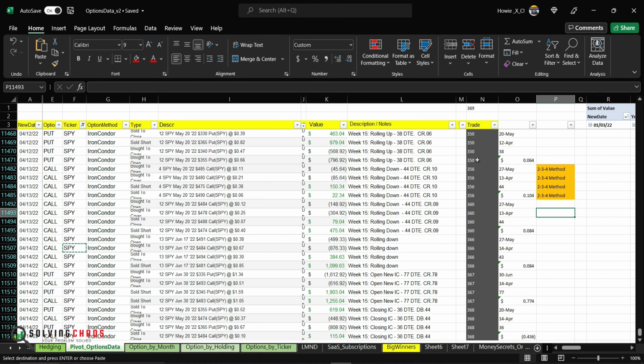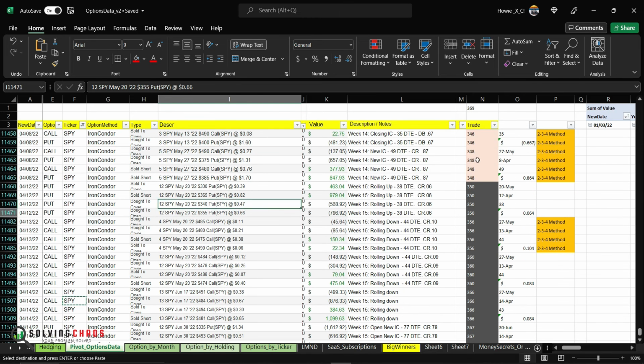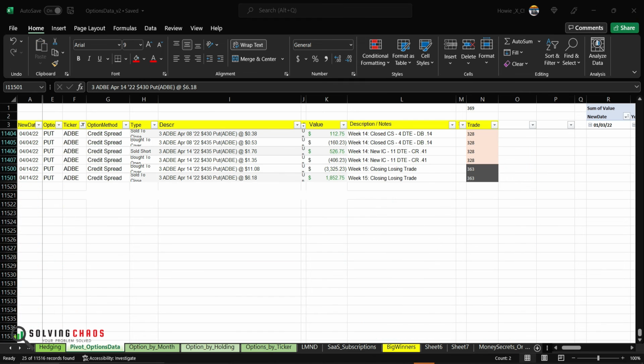Basically, the things that are not marked as 234 are my bigger contracts. I do 12, 13, sometimes 14 contracts. And you can see I basically do the same strategy every week. So let's move on to another trade.